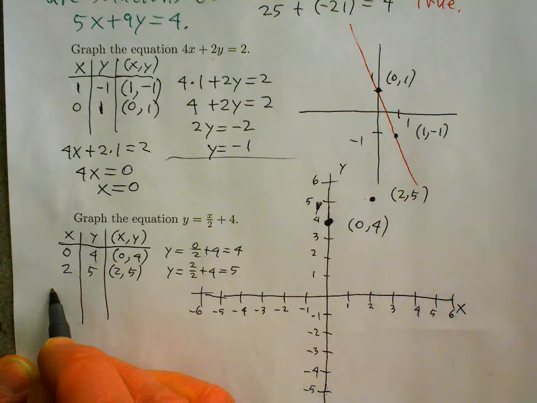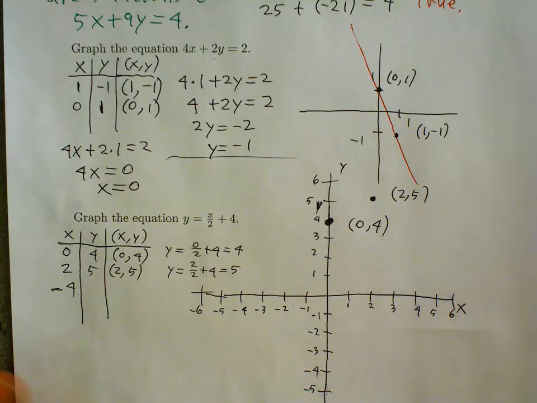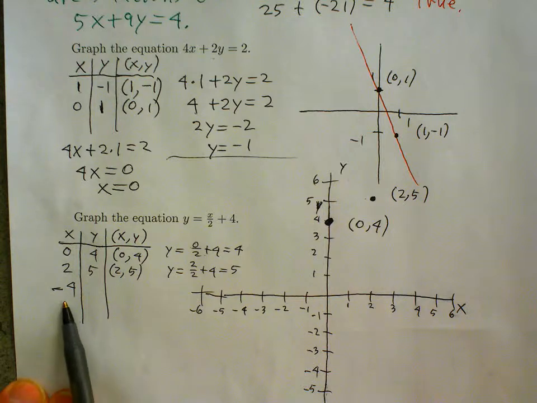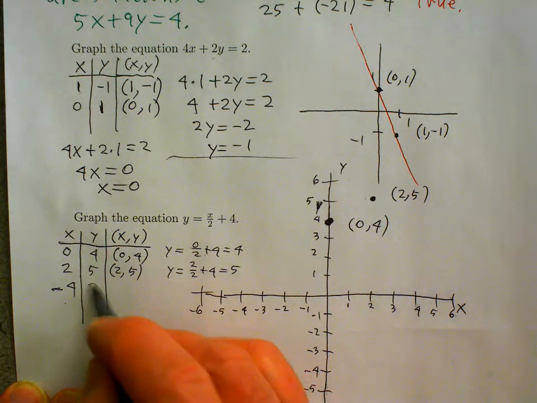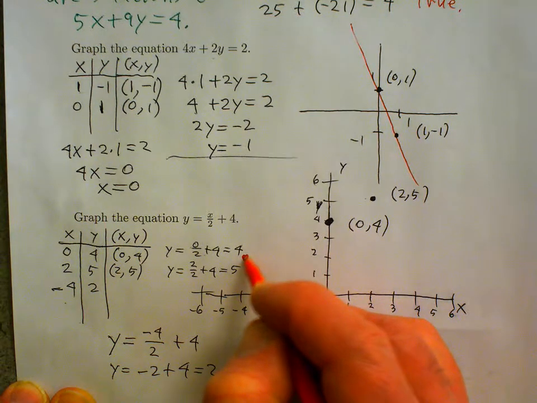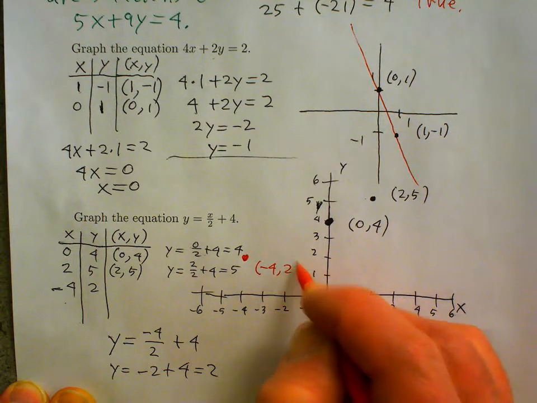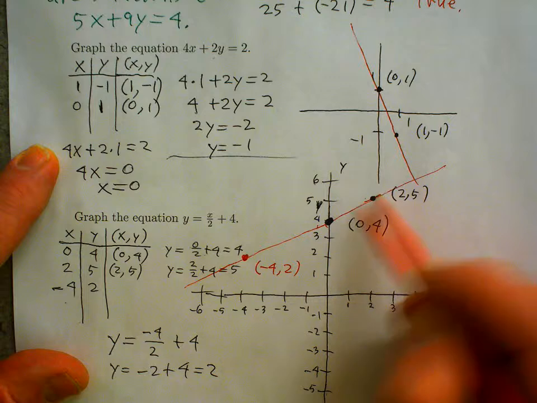This time pick x to be negative 4, say. So find the y coordinate that goes with the x coordinate negative 4. We can do the work down here. y equals, replace x with negative 4. y equals negative 4 divided by 2 plus 4. Negative 4 divided by 2 is negative 2, and negative 2 plus 4 is 2. Okay. So negative 4, 2 is right here. So they all should be on the same line, and my graph is sort of believable that that's all a straight line.